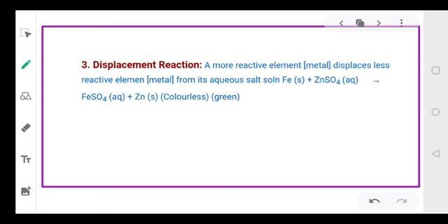Then is the displacement reaction. Displacement, I hope you remember the activity series. Tell me what it is.